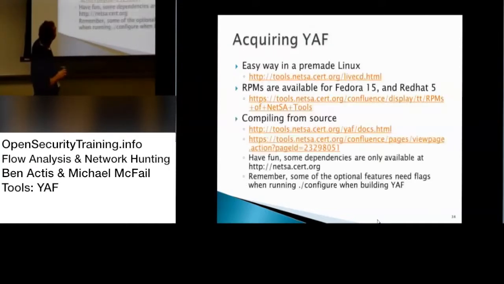So how do you get YAF? The easiest way is they have a live CD. It's an old version of Fedora, I think it's 14. So if you just want to get it and play with it, the RPMs are available for Fedora 15 and Red Hat 5. If you do want to compile it from source, have fun. Some of the dependencies are only on their website. If you have any questions, shoot me an email, I can help you out. But it is compiled on all your student VMs.